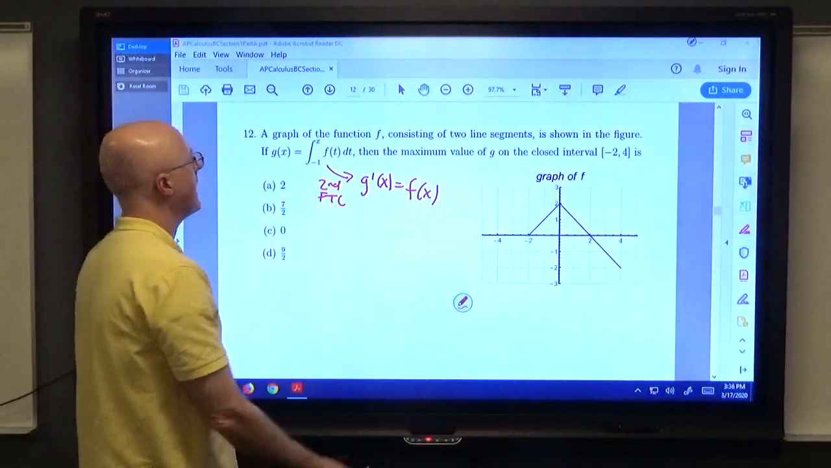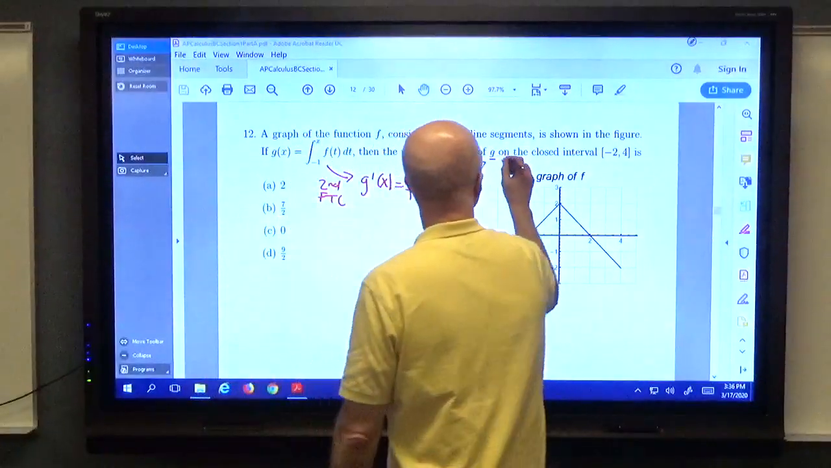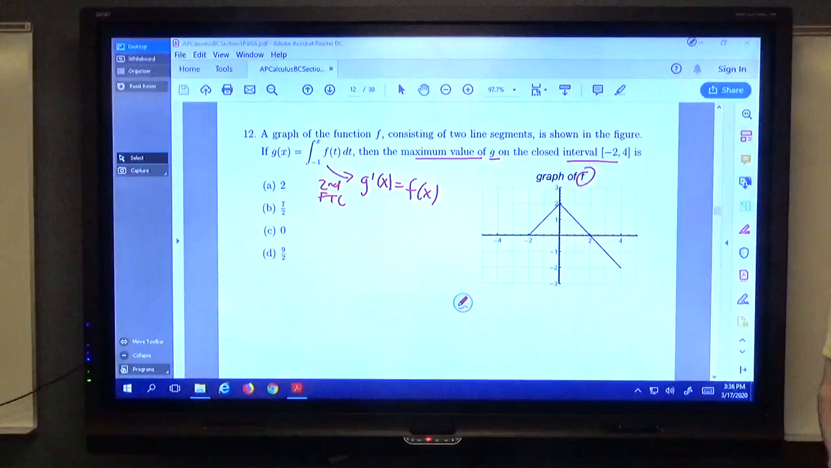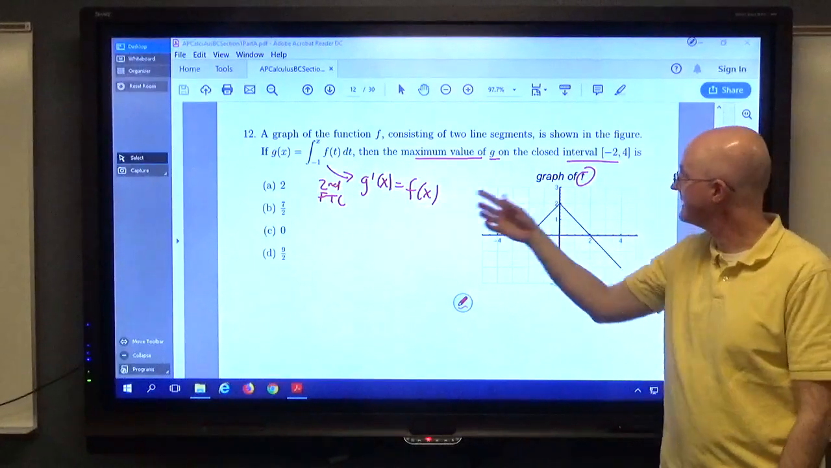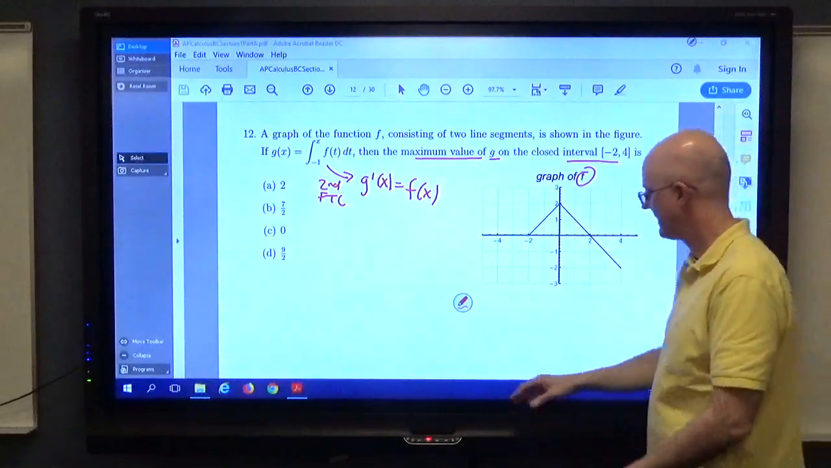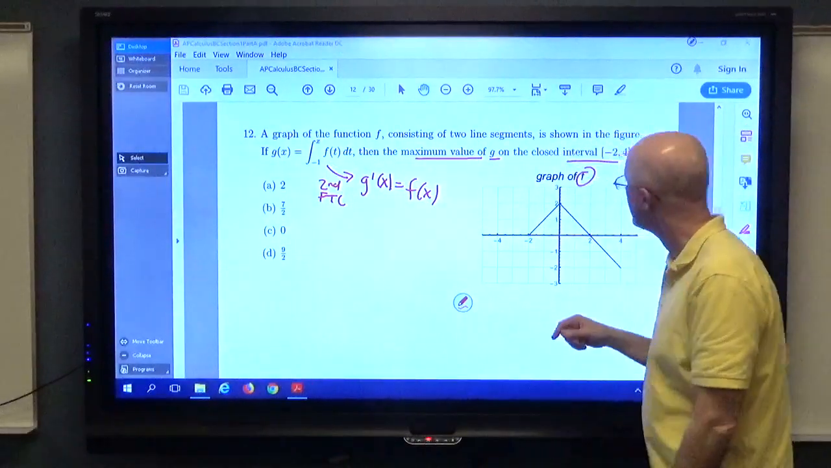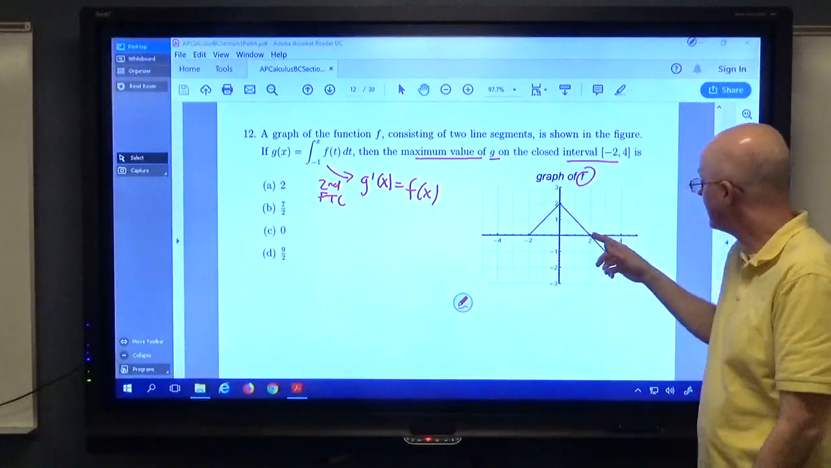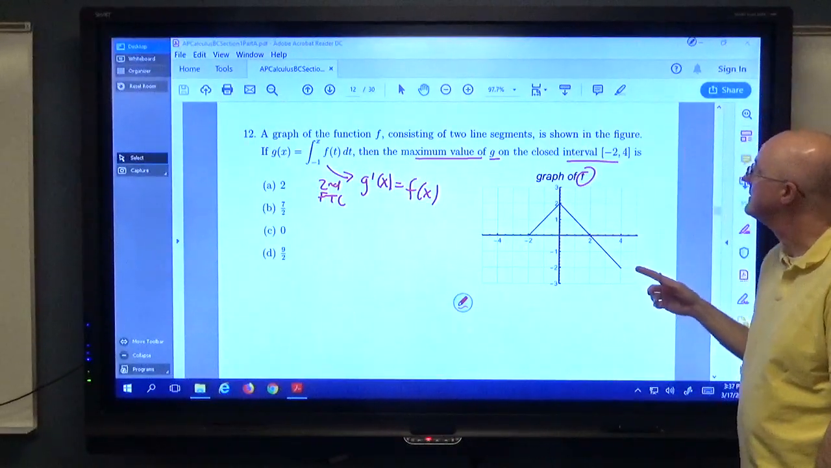What are we after here? We're after the maximum value of g on this closed interval. This is the graph of f, not g. But by what we've just figured out, this is the derivative of g. It's telling you the slopes of g. So when this graph is positive, for example, g is increasing. And when this graph is negative, g is decreasing.